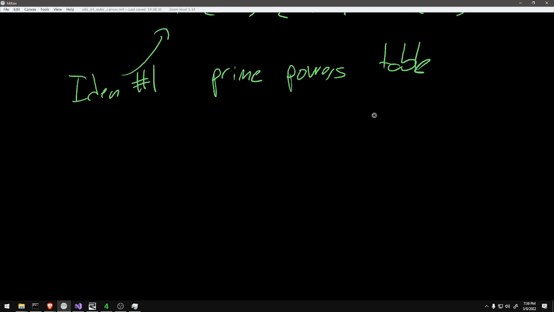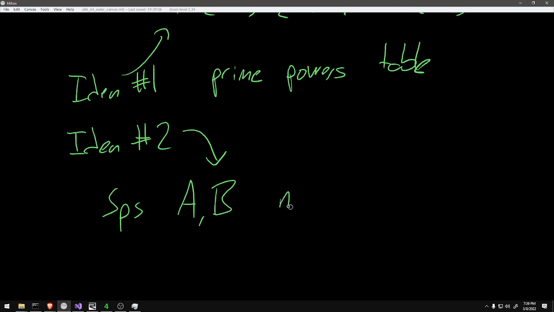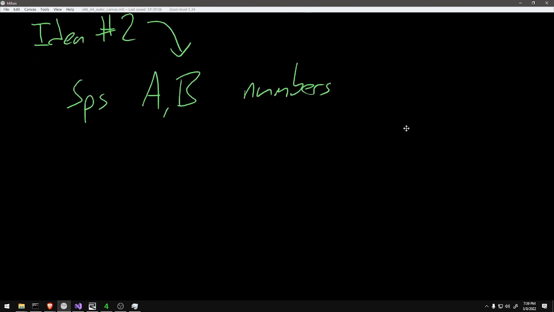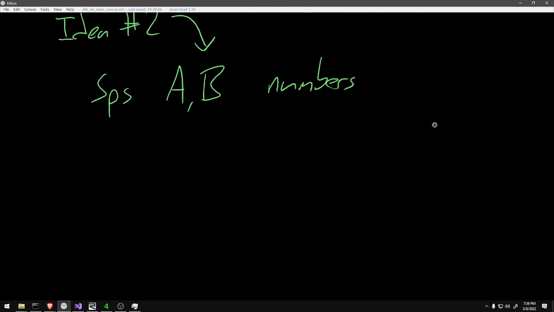So I have another idea, which is, why don't we look at the idea of just multiplying 2 numbers? So idea number 2. Suppose A and B are 2 numbers. Then something we could do here is ask how we can easily compute the way to combine these so that we don't duplicate any of the prime factors that we don't need to. In other words, how do we compute the least common multiple of A, B?